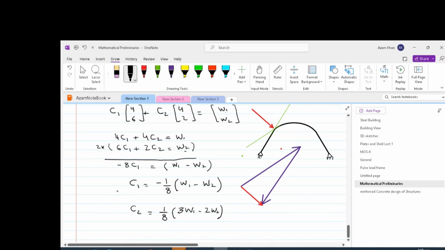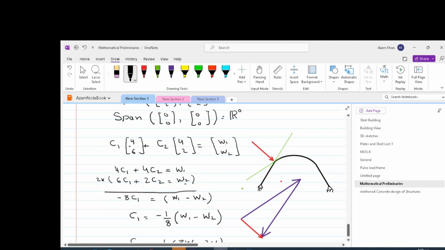That's why I'm removing the underline which shows a vector. Once we have found C1 and C2, they can be correspondingly multiplied with V1 and V2, and we will get the required W1, W2 components. So this small example tells us that by taking a combination of V1 and V2 and multiplying by appropriate scaling factors, we can get any vector in the E1, E2 plane.